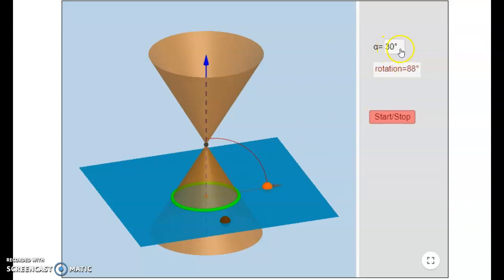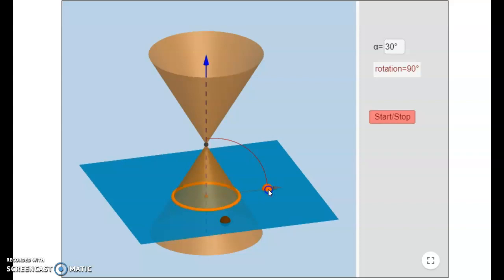So what we see here, this angle, 30 degrees, is the angle between the axis of the cone and the side of the cone. The axis of the cone is this dotted line that goes straight up and down.